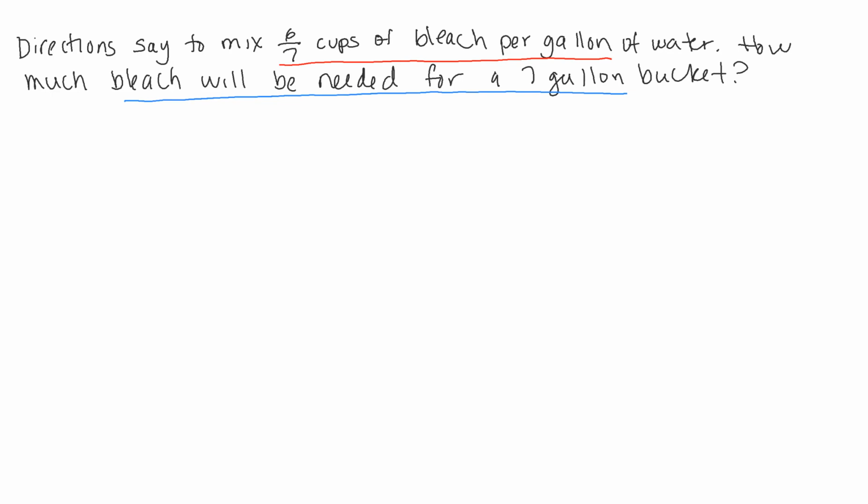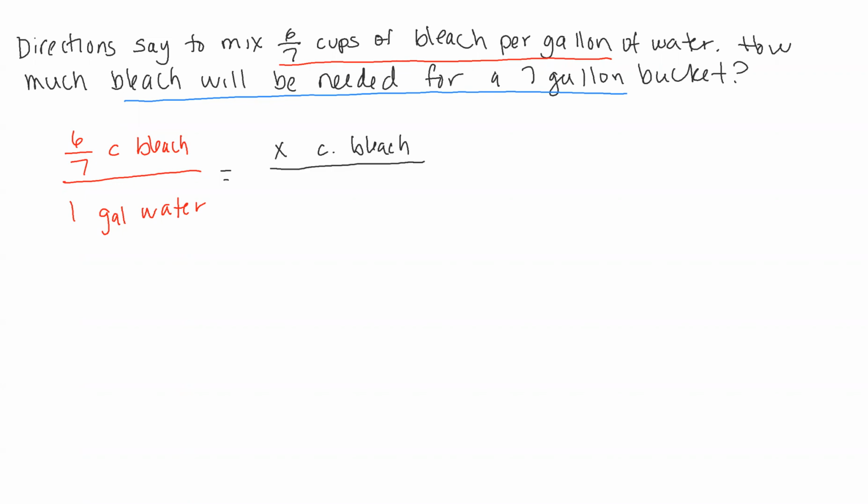Okay, so we would get 6. Let me go back to red. We would need 6/7 cups of bleach per 1 gallon of water. We know that without a shadow of a doubt, that's given to us. What we now have to figure out is how much bleach would be needed for, I was actually going to do that in blue to be consistent, so let me fix that.